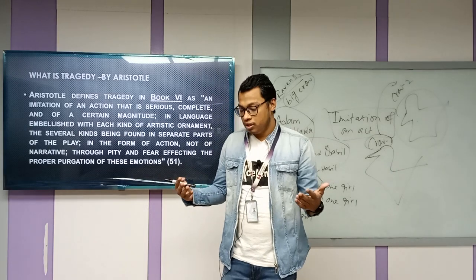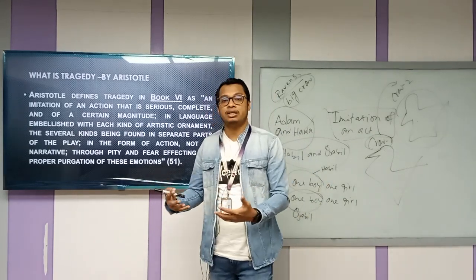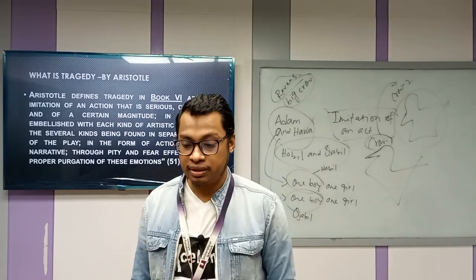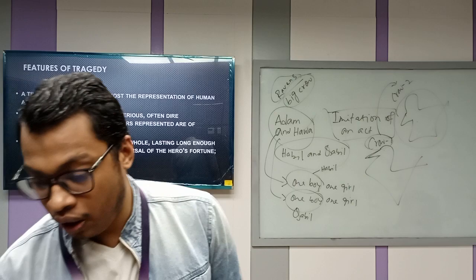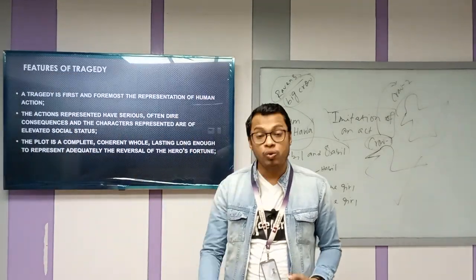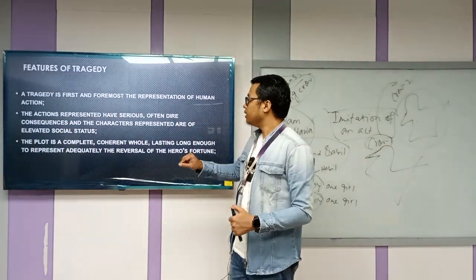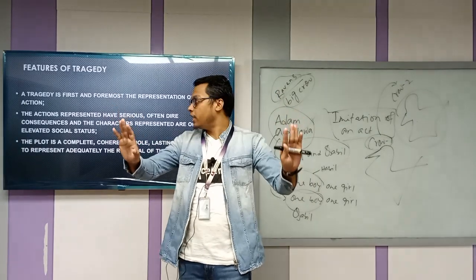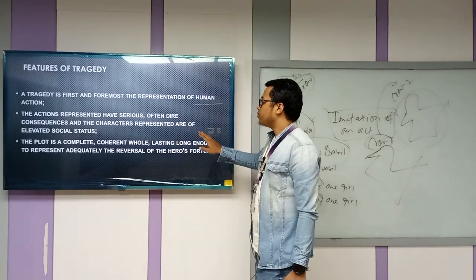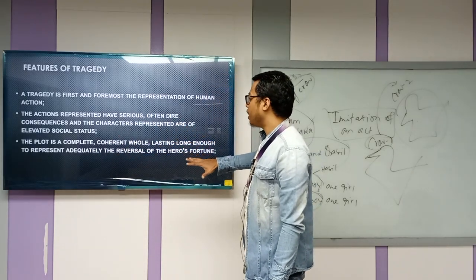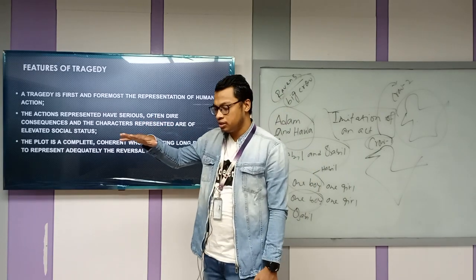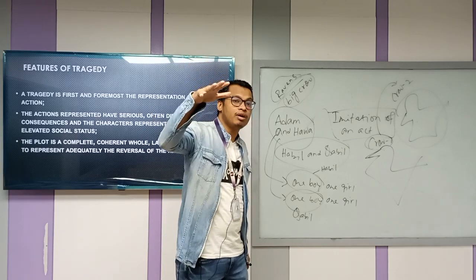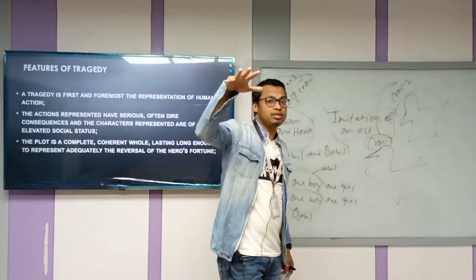If you want to become someone really enthusiastic in your academic sector, you must study and study and study. I want you to understand that this is what tragedy is. Now Aristotle tells you what the features of tragedy must be. He says our tragedy is first and foremost the representation of a human action. The actions represented have serious, often dire consequences, and the characters represented are of elevated social status. Look at the social status of Habil and Qabil. They are so supreme in the society. Adam and Hawa, the first human beings on the earth, were supreme as well.